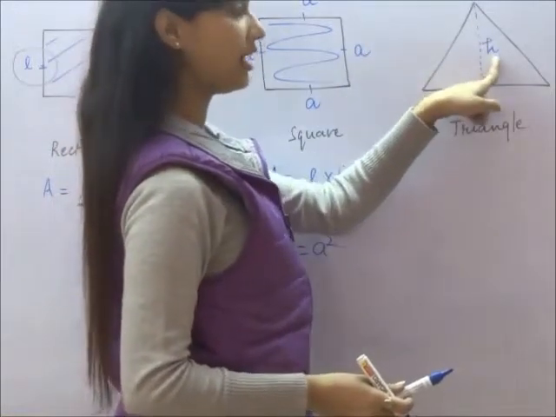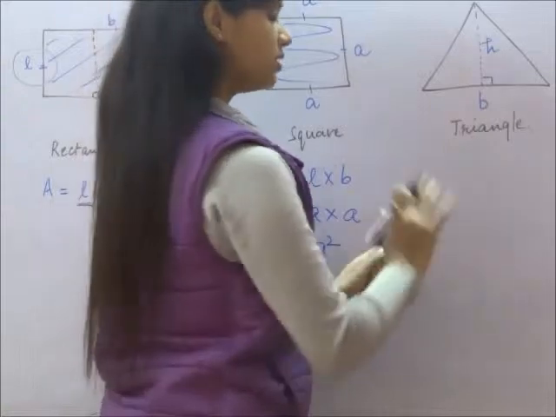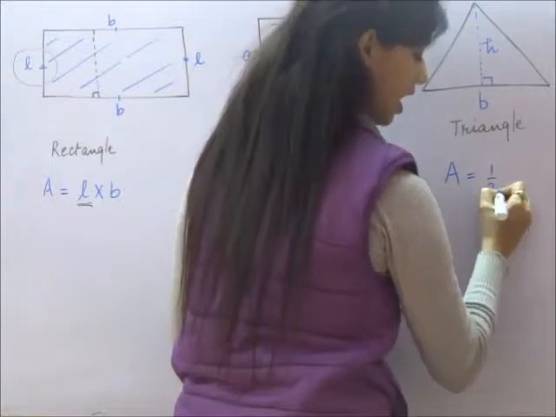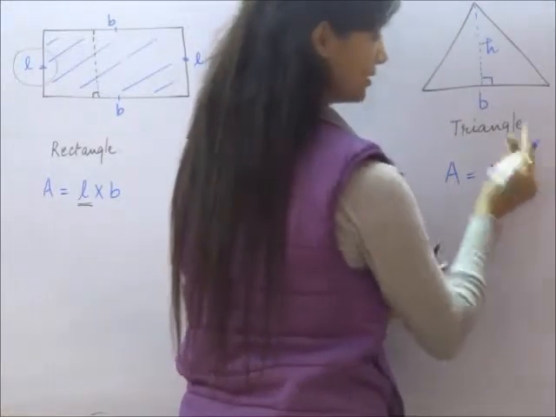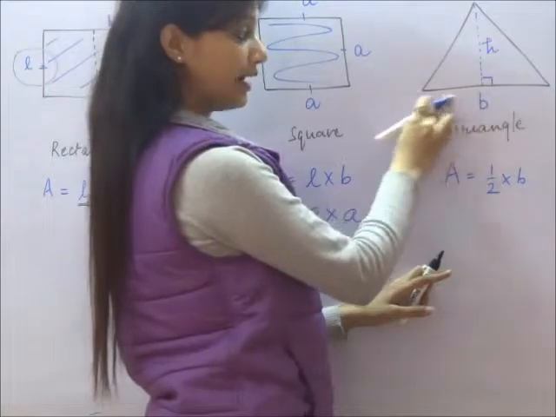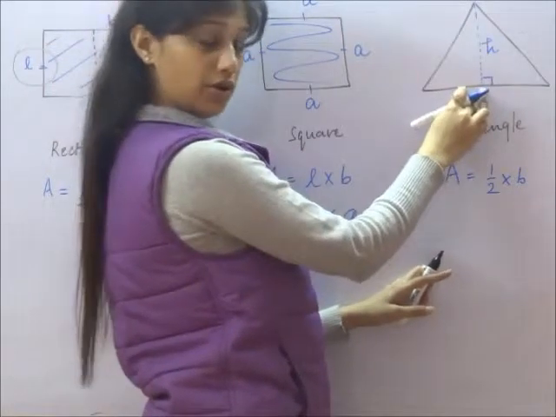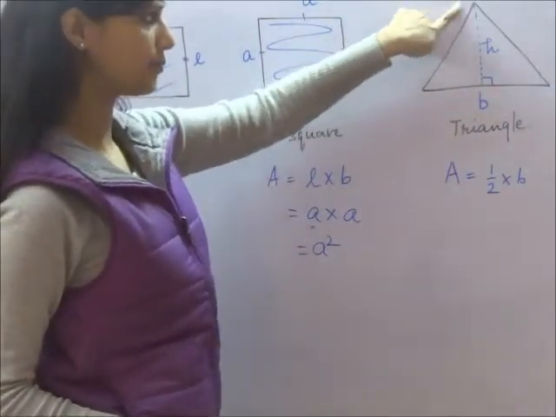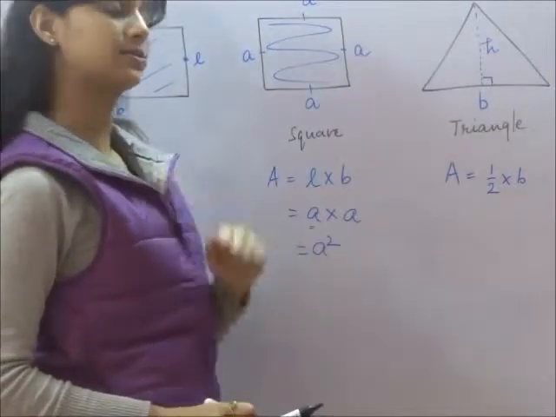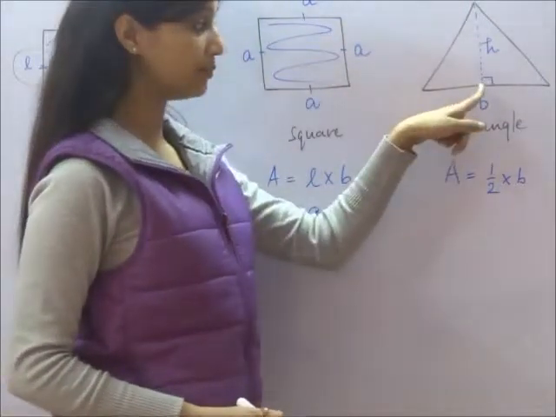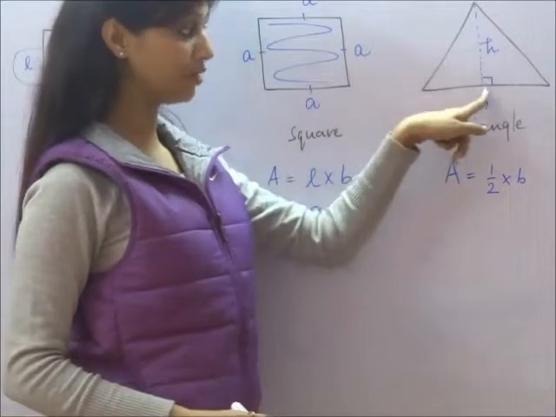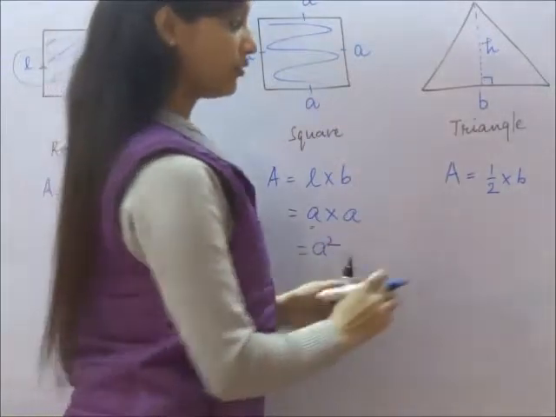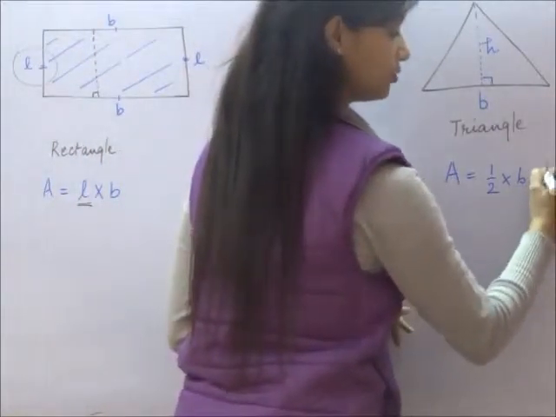So say for example, the height is H. The simple formula for the calculation of the area of a triangle is half into base. That means base is the line on which this perpendicular is drawn. You have to be very careful. You might say that even this can be the base. Why have we not considered this as the base? Because the perpendicular is not drawn here. The perpendicular is drawn on this line. Therefore, this becomes the base. So, half base into the height.